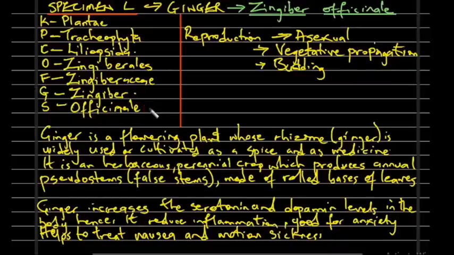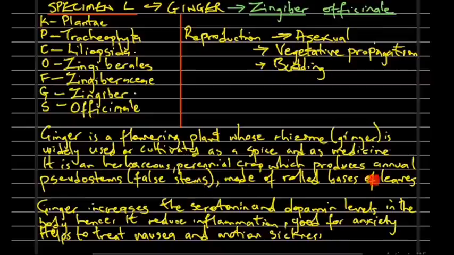Now this particular crop is a flowering plant, and its rhizome, which is the ginger, is the reason why it is being cultivated. We cultivate it as a spice, and it is also used for its medicinal purposes. It is herbaceous and is a perennial crop which produces annual pseudostems. The pseudostems are what we refer to as false stems. These false stems, I will show us what we mean by that very shortly.